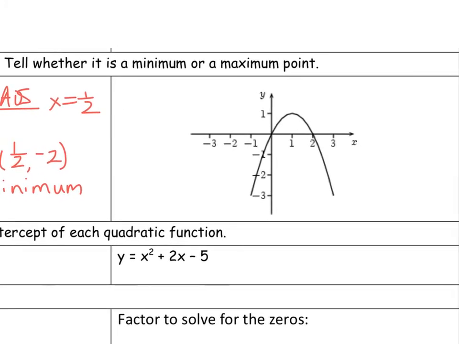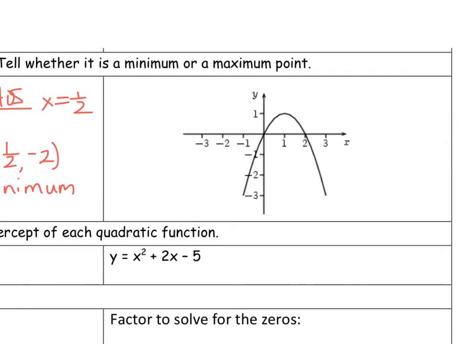The second graph, okay, here is our vertex, and our vertex is at 1, 1. It's the highest point, so it is a maximum. And those are the only two types of parabolas we'll see. We won't see one opening to the left or right because then it is not a function.